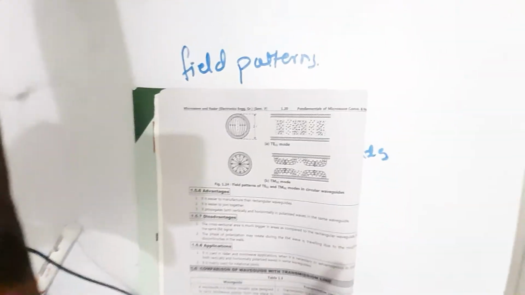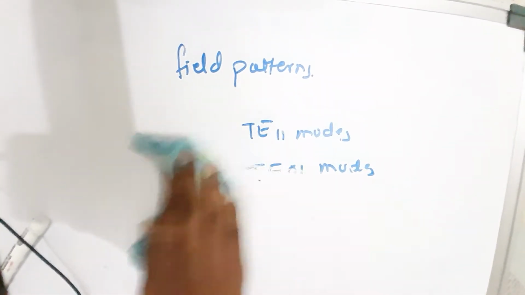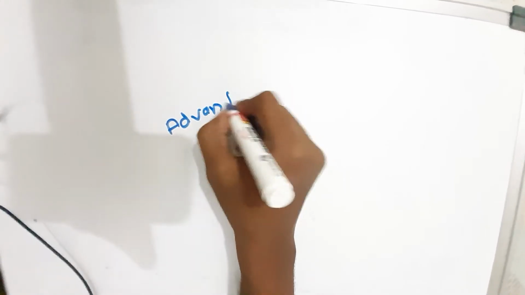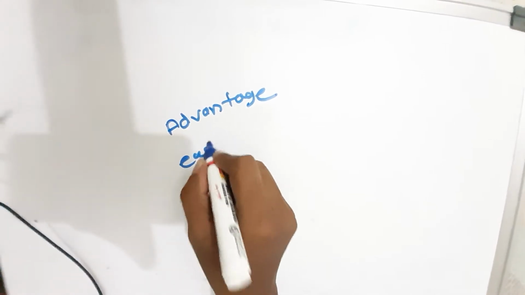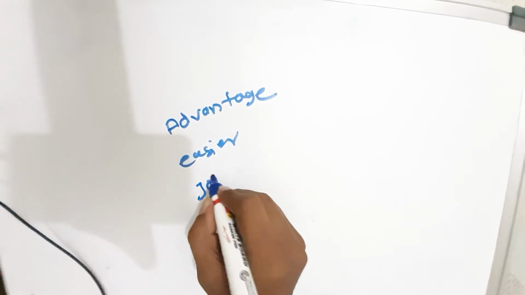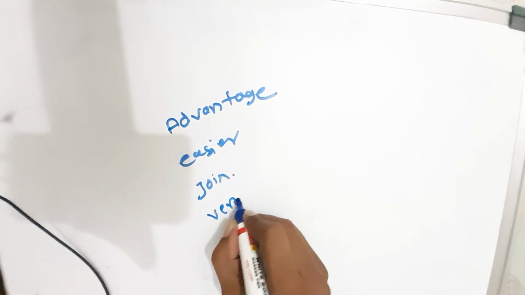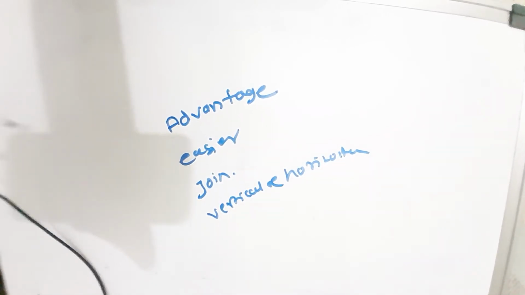Now we will go for the advantages, disadvantages and applications of circular waveguides, which are the same as for rectangular waveguides. The advantage is that it is easier to manufacture, it can easily be joined, and it propagates both vertical and horizontal polarization. Vertical and horizontal polarized propagation can be achieved through circular waveguides.